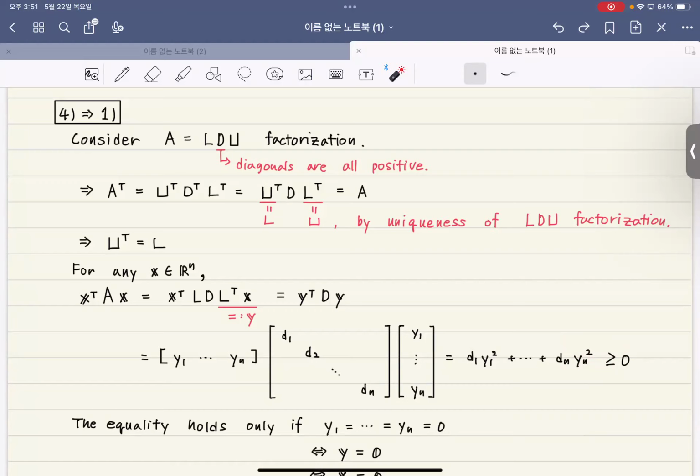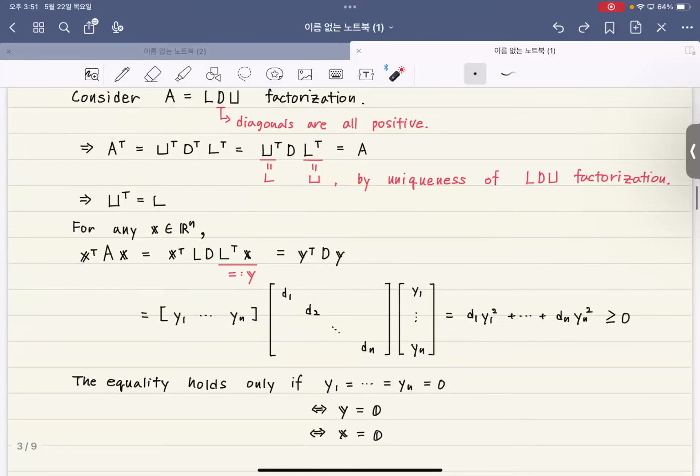So equality is true only if y1 through yn are all equal to 0, right? So in other words, y is the 0 vector. Okay, but also, do you remember the shape of the lower triangular matrix L? The matrix L was a lower triangular matrix whose diagonals are all ones, right?